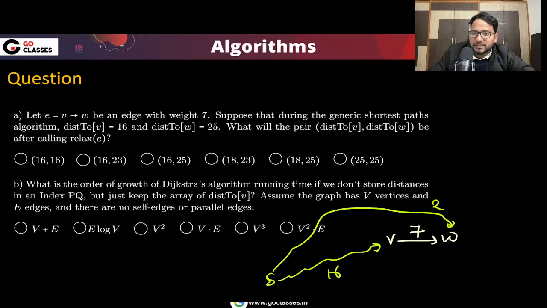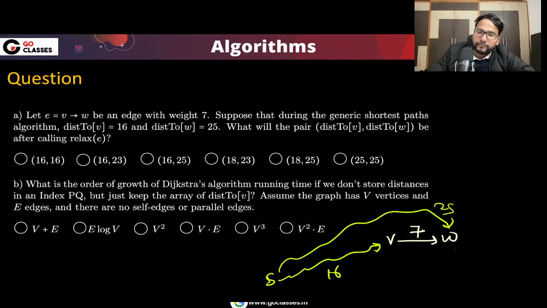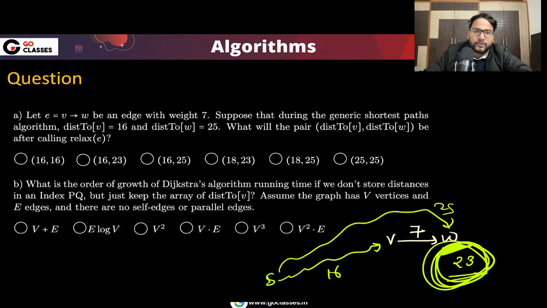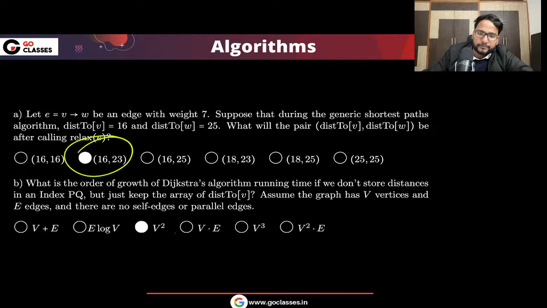So if this is 16 and this is 25, then if you relax this, what will this distance be? Can you tell me? This will be 23, right? So only this will change. If you relax this, then distance to W will change only. So I think this will be 16, 23. So B is the correct answer here, isn't it? Let's just see, B is the correct answer.